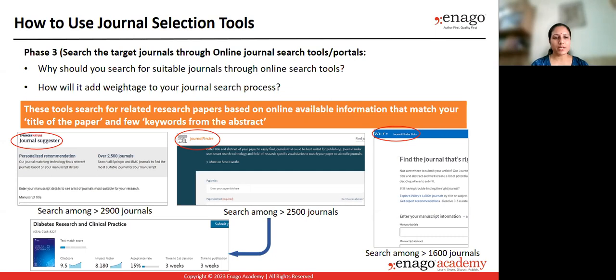For one suggestion that we have picked from the entire list, this is Diabetes Research and Clinical Practice. As you can see, there are a lot of other journal metrics that they present along with this search to help the authors understand more about the appropriateness of a journal for the paper. For example, we can see the impact factor of this journal being 8.180 with a cite score of 9.5. We also come to know about the acceptance rate, which is 15%, and time to first decision being 3 weeks.